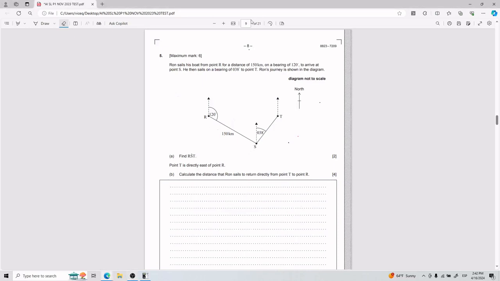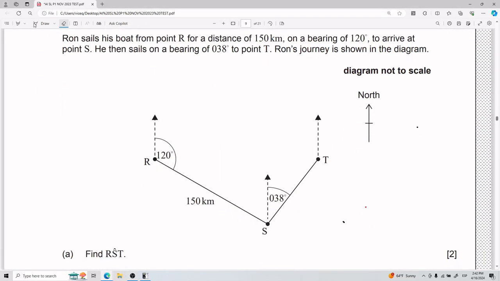All right, you guys, for number 5, we have that Ron sails his boat from point R for a distance of 150 kilometers, which is right here, on a bearing of 120, which is this 120 over there.